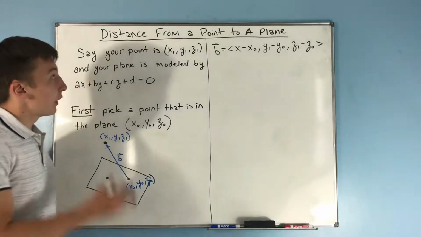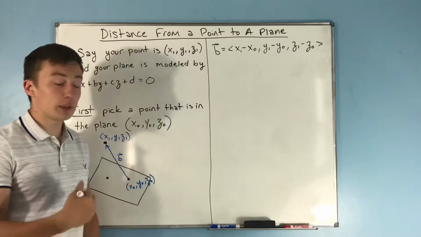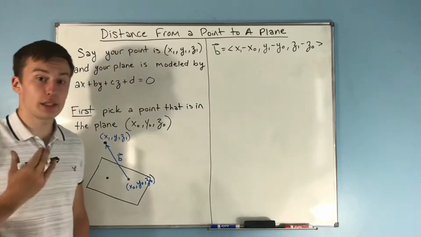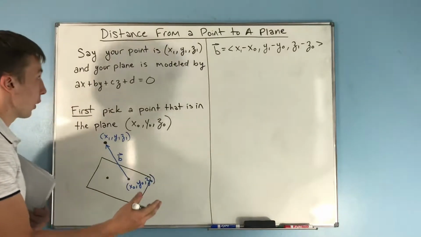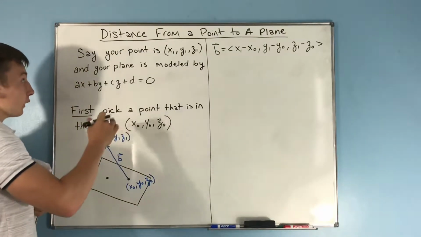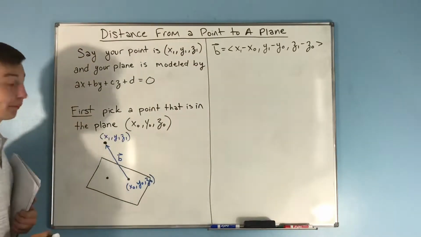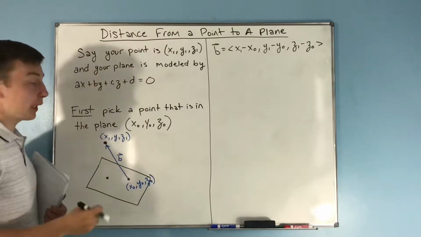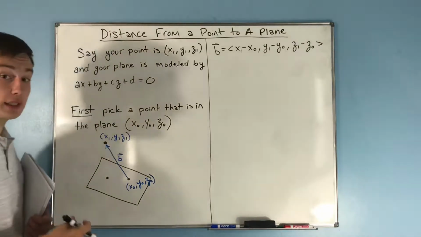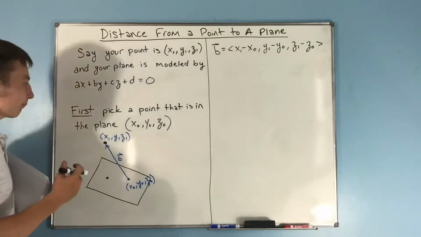Alright, so in this video, we're going to be talking about how to find the distance from a point to a plane. Now when we talk about that, we mean the shortest distance, okay? We're just talking about the shortest distance from a point to a plane. So, say that your point is x1, y1, z1, and your plane is going to be modeled by the linear equation for a plane, which is ax plus by plus cz plus d equals 0.